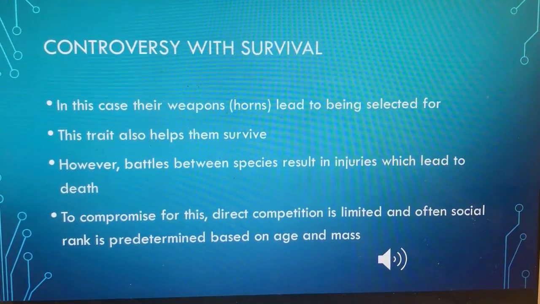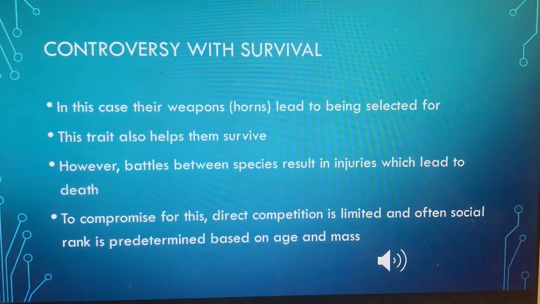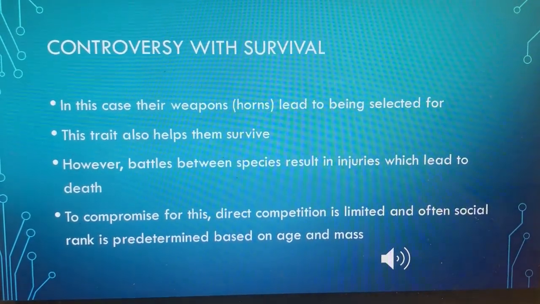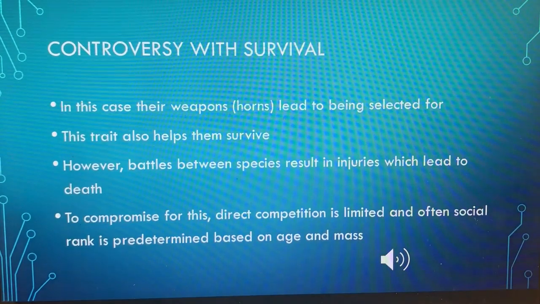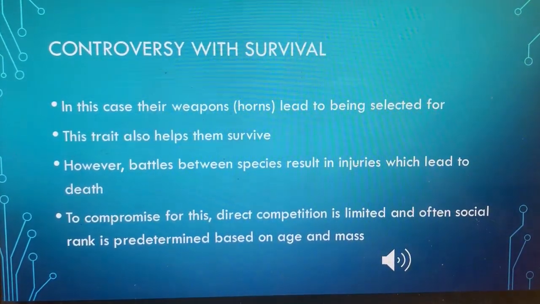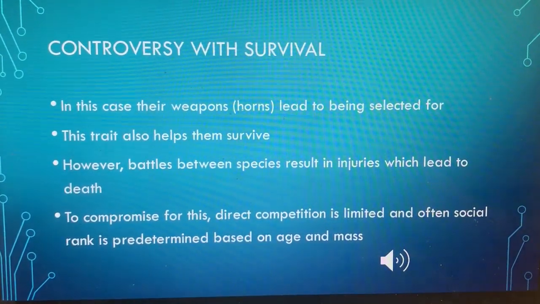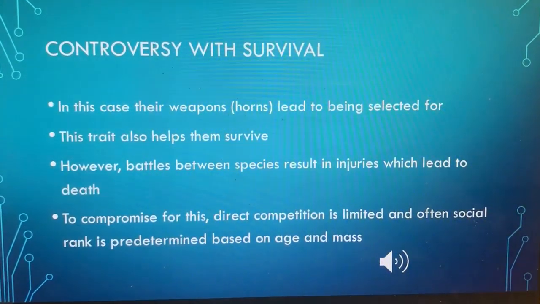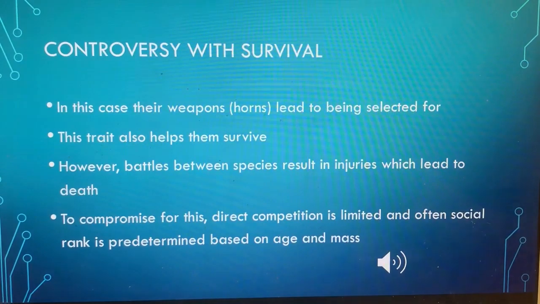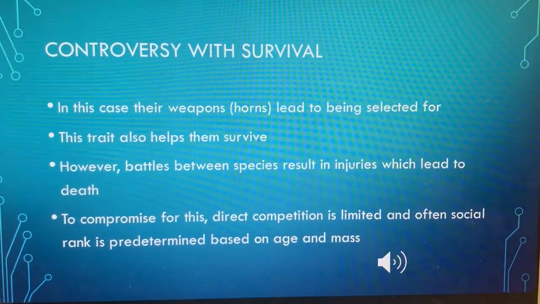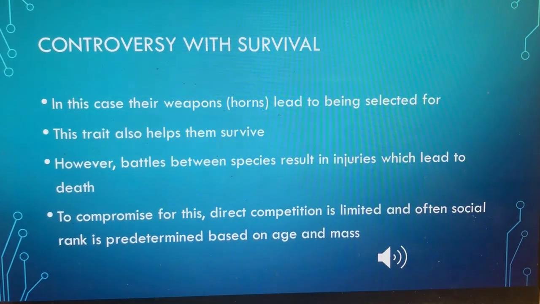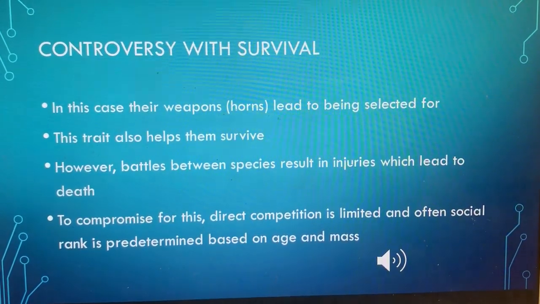Now, is there anything about this process that hinders the survival of the bighorn ram? Well, in this case, their weapons, which are their horns, lead to being selected for sexually, and this trait also helps them survive. However, battles themselves result in injuries between the species, which can lead to vulnerability and later death. To compromise for this, direct competition is limited, and often social rank is predetermined based on age and mass.